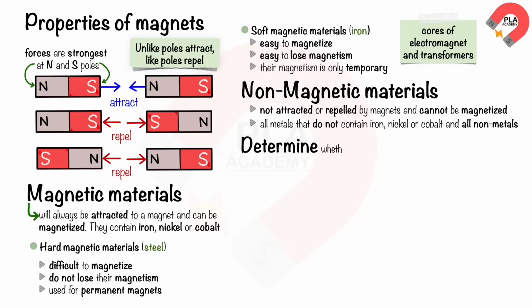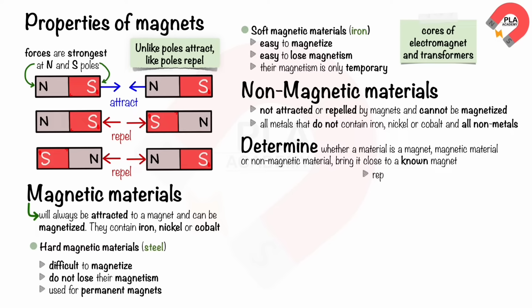To determine whether a material is a magnet, a magnetic material, or a non-magnetic material, bring it close to a known magnet. If it can be repelled by the known magnet, then it is a magnet. If it can only be attracted and not repelled, then it is a magnetic material. If it is not affected, then it is a non-magnetic material.